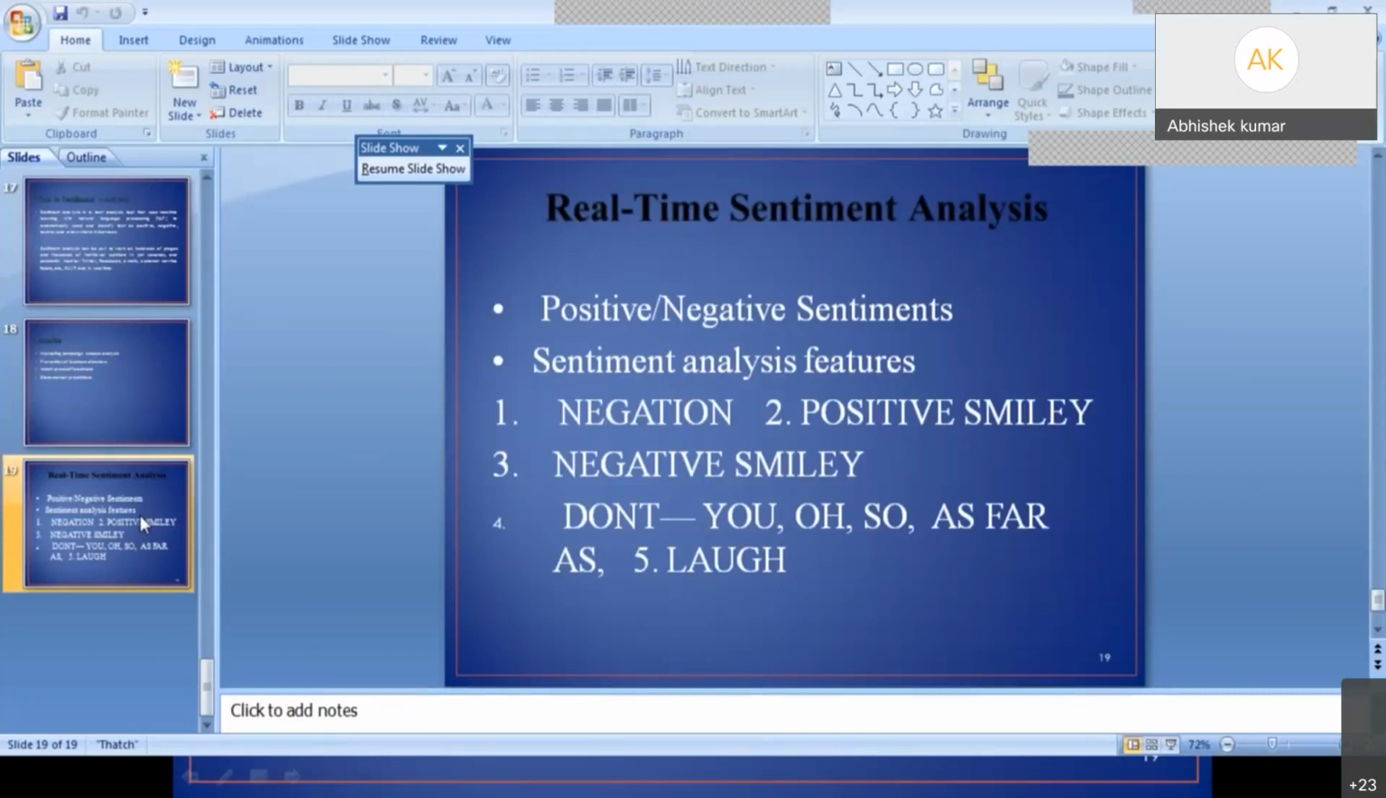So a counter is basically the same. What we have done for positive words is done for the negative words also. A counter is initialized to 0, just like in C programming or C++ programming we are doing, assuming the neutral sentiment. For each word of the tweet, comparison is done with the set of positive words and negative words. That's what I'm trying to say. Positive sentiments, negative sentiments. Sentiment analysis features: negation, positive smiley, negative smiley.